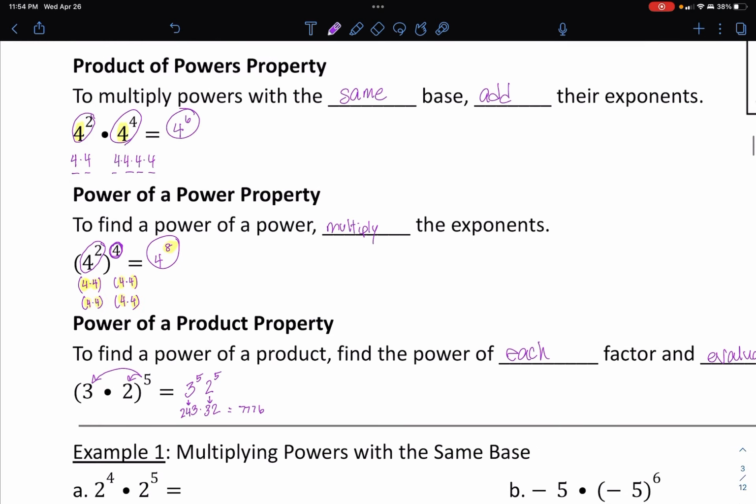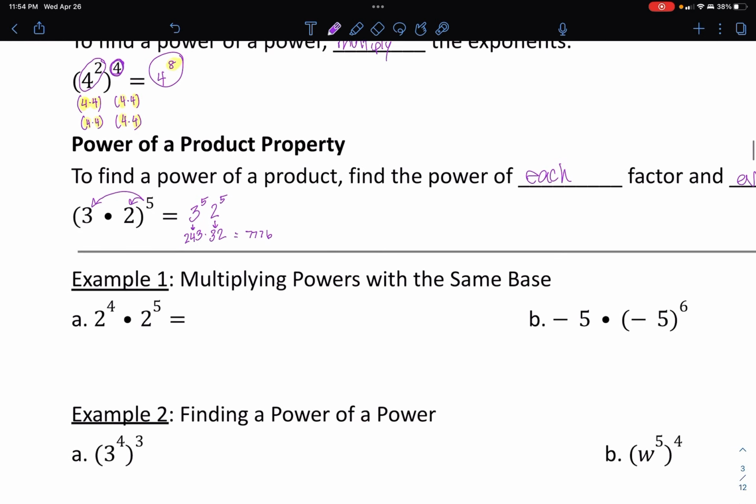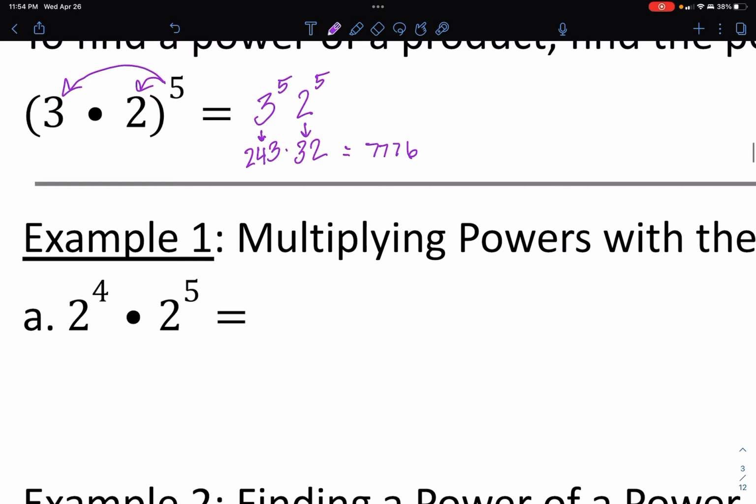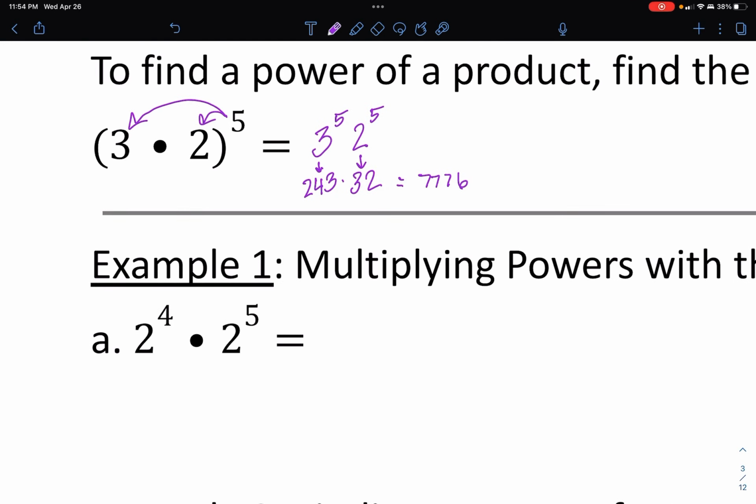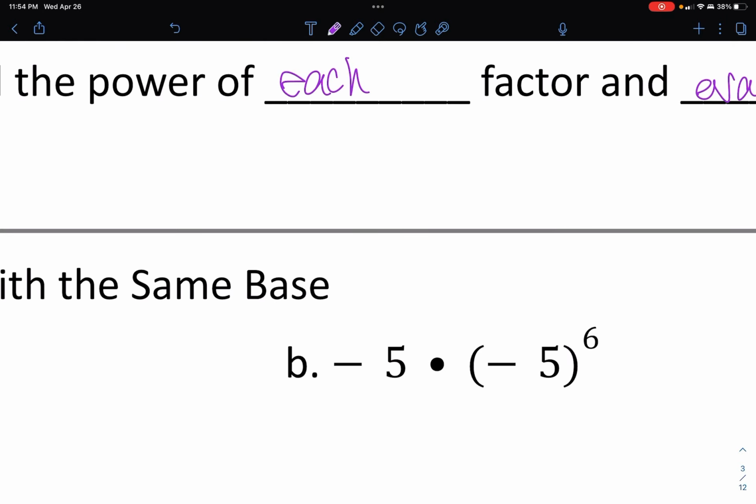Okay, now let's do this first example together. Remember, if you have the same base and you're multiplying, all you are doing is adding your exponents. So this would be 2 to the 9th power. This one right here, you're like, well, what exponent does -5 have? Well, the exponent of -5 is just 1. So if I have -5 to the 1 times -5 to the 6th, you get -5 to the 7th.